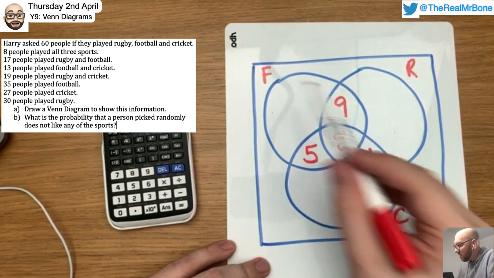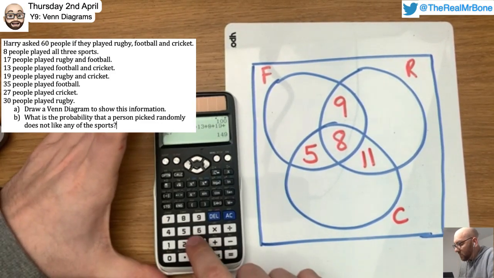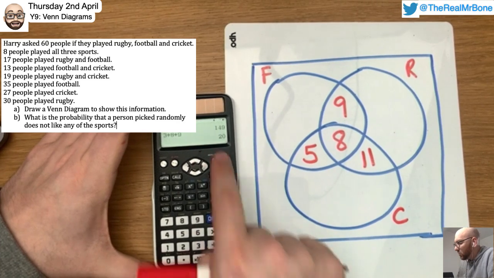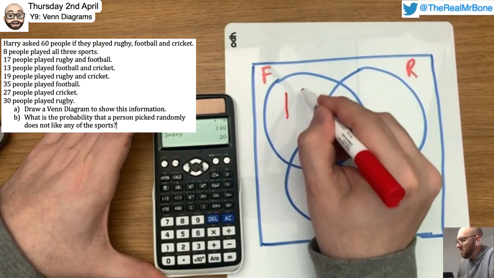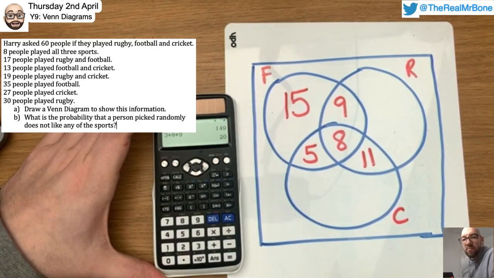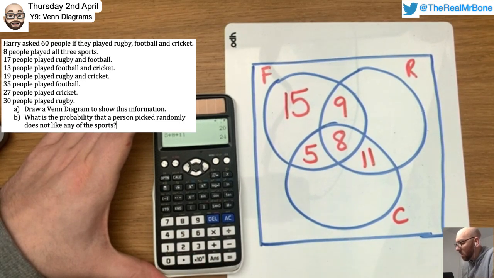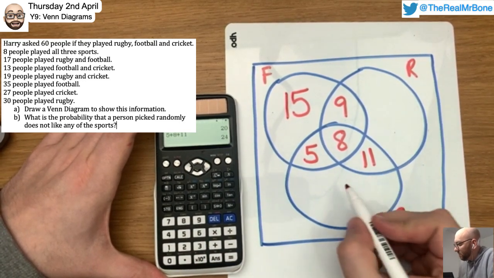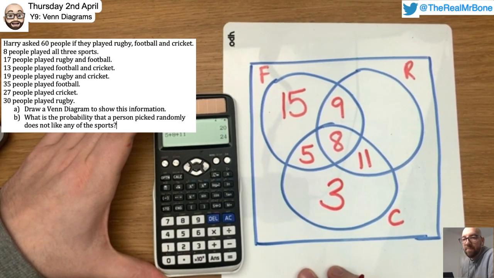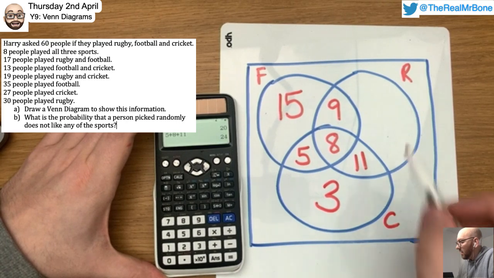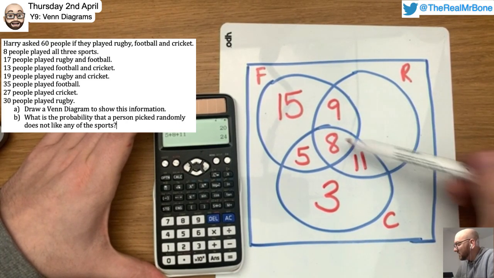Now the football circle, it says 35 people play football. Now we've already got 20 people. We need 35, so we're missing 15. 27 people play cricket. Well, we've already got 24 people. So 3 people only play cricket. And then the last one, how many people play rugby? 30. And we've already got 28.